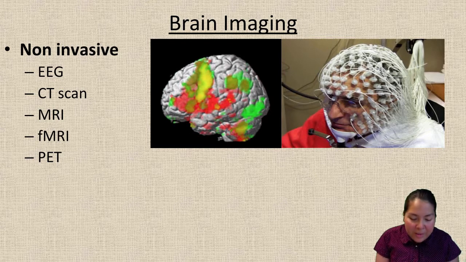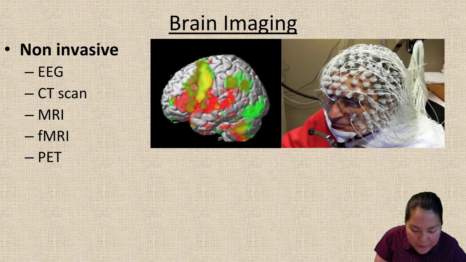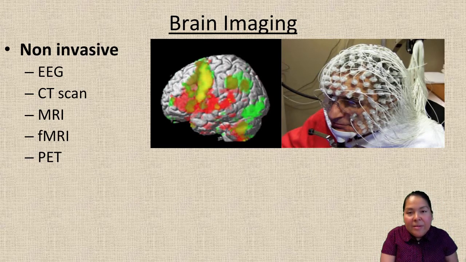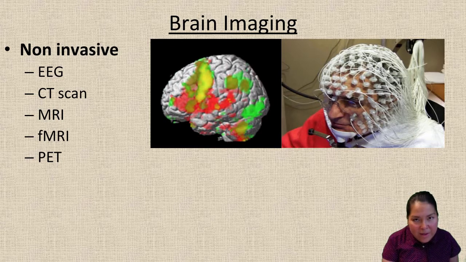EEGs measure electrical activity in the brain and record different patterns of activity among different behaviors such as sleeping, learning, and actively trying to remember a piece of information. CAT scans were one of the first neuroimaging techniques developed and take several X-ray photos of the brain from different angles and combine them together to produce an image of the brain that can be examined from different angles.